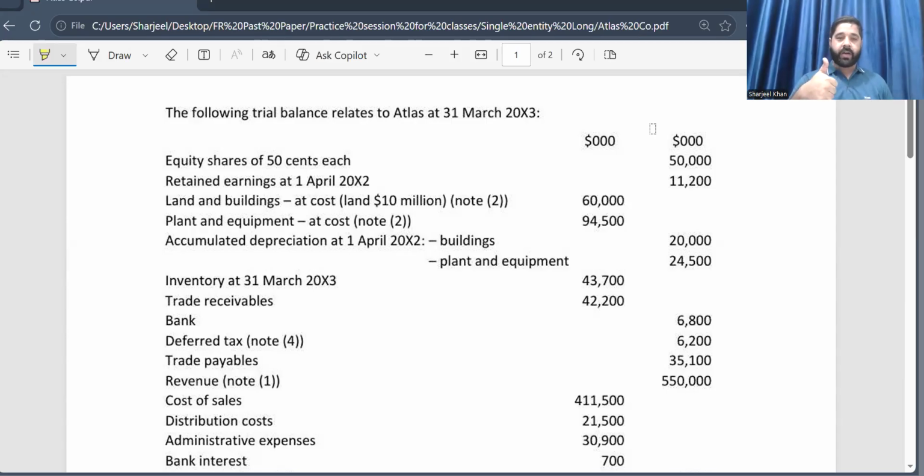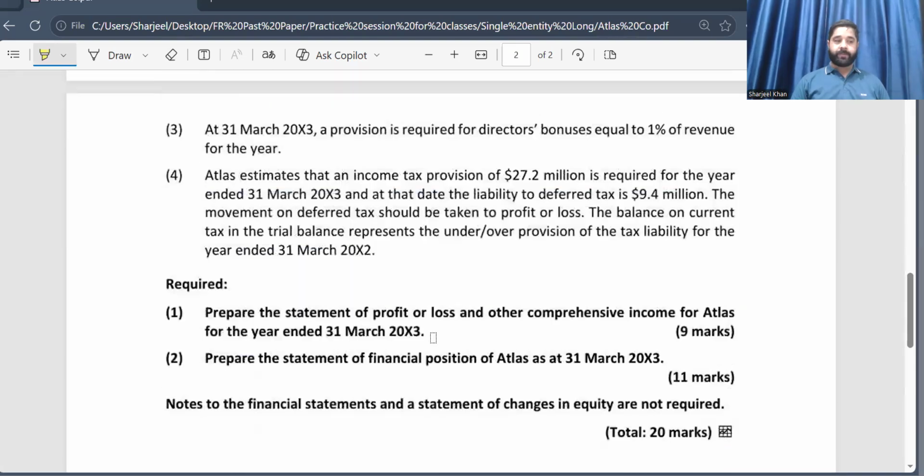First, we have to read the requirement. Then we have to prepare the structure according to the trial balance provided by examiner. And then according to the relevant notes, we have to prepare the financial statement for the single entity, right? So let's start from the requirement first.